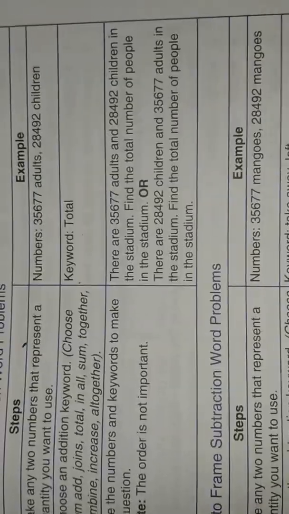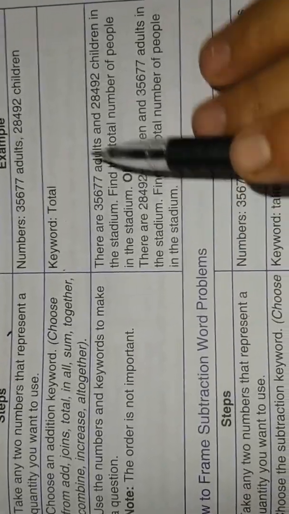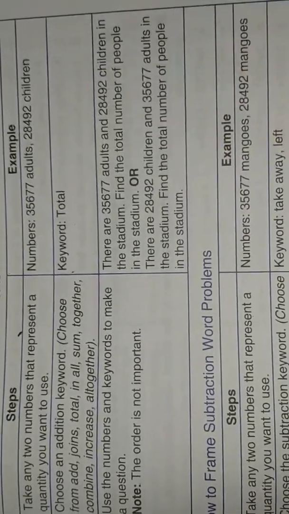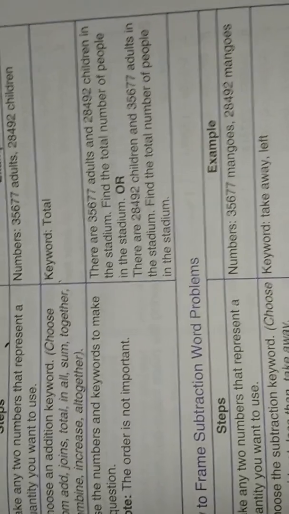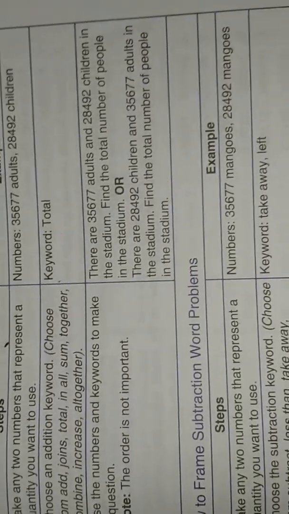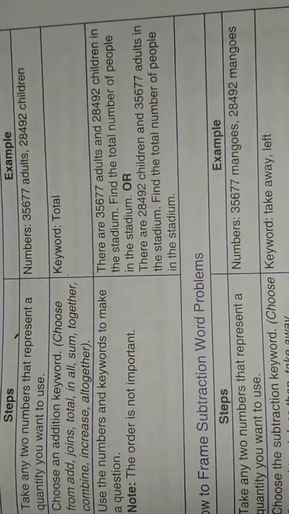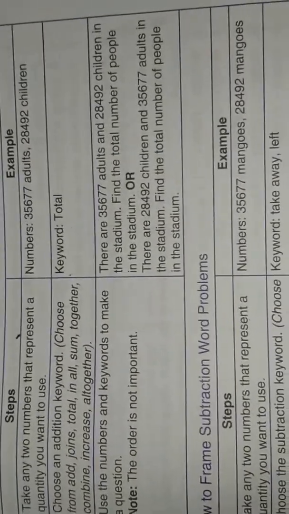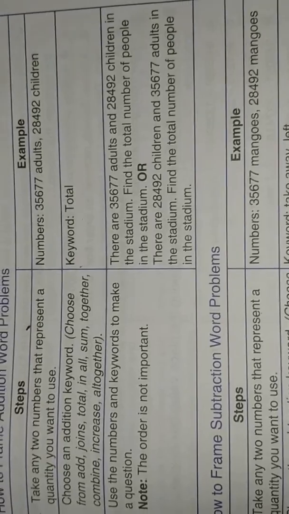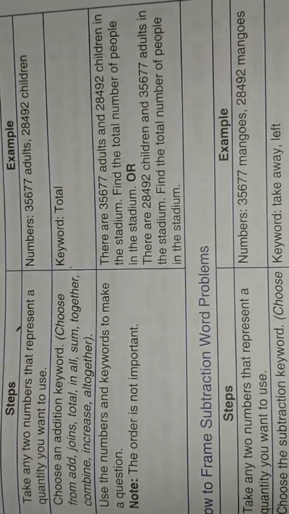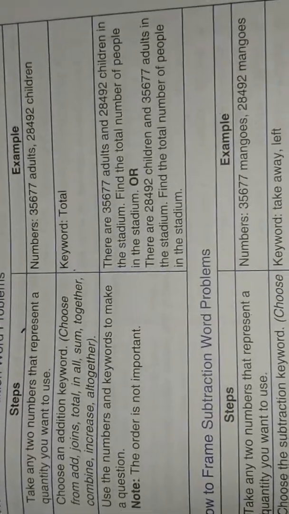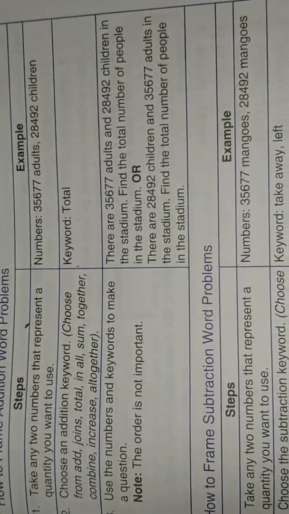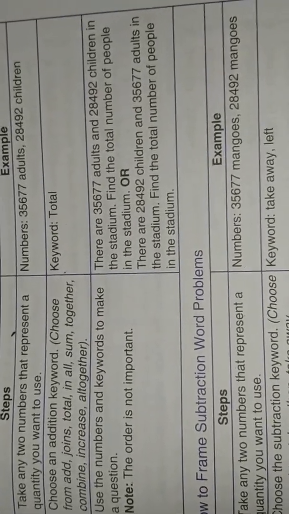So here there are 35,677 adults and 28,492 children in the stadium. कोई एक स्टेडियम है, वहाँ पे बड़े 35,677 हैं and the children are 28,492 हैं. ठीक है. So find the total number. उसमें हमें क्या करना है? Total numbers, we have to find the people in the stadium. स्टेडियम में total कितने persons हैं, people हैं, वो हमें find करना है.